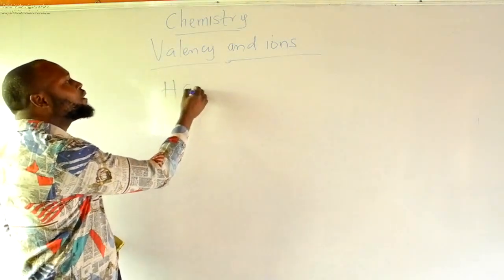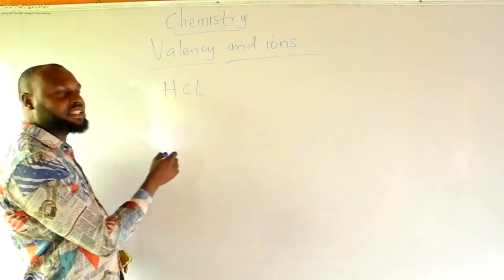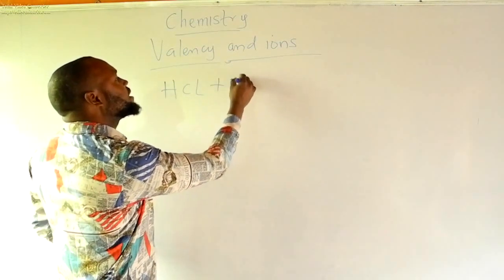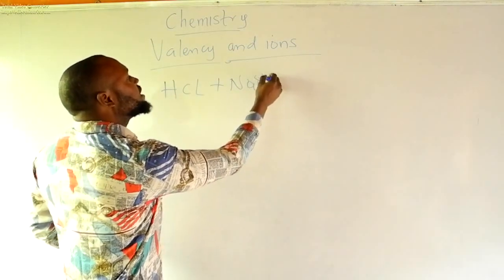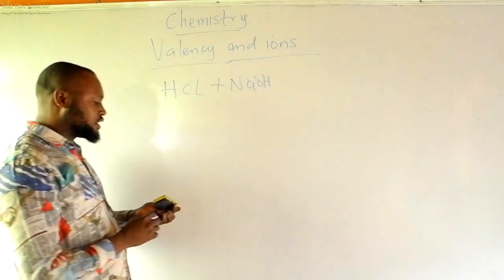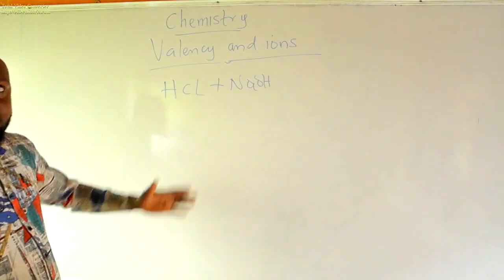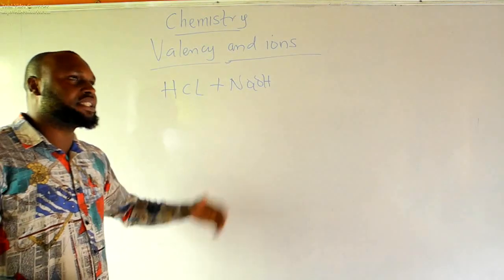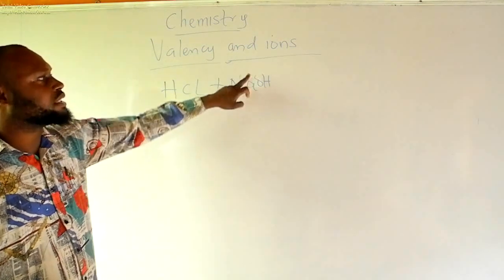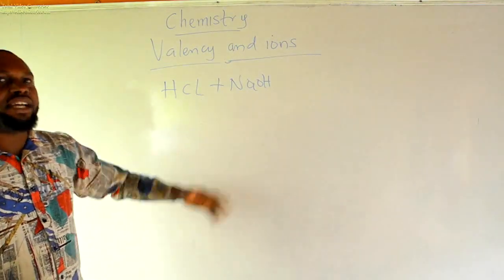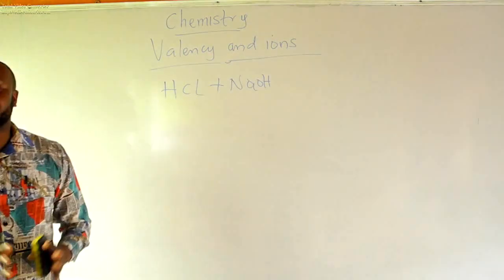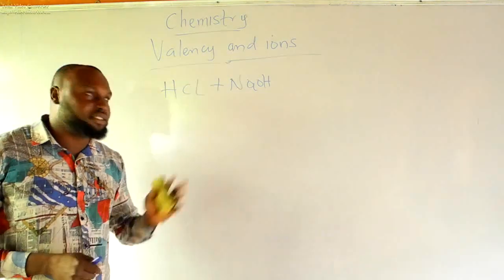You have wondered how HCl, which is an acid, reacts with a base, which is sodium hydroxide. This is hydrochloric acid and sodium hydroxide. You must have seen this as a secondary school student, but how do these things really react? Today I'm going to tell you about the mechanism by which it reacts.